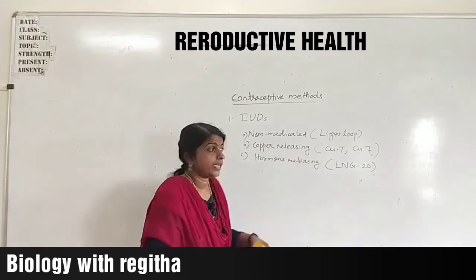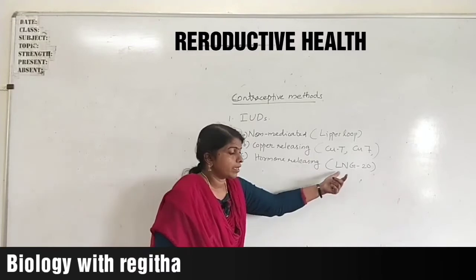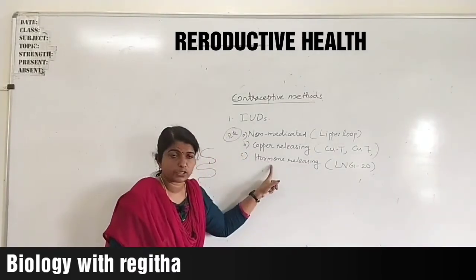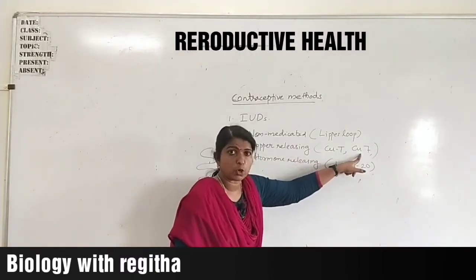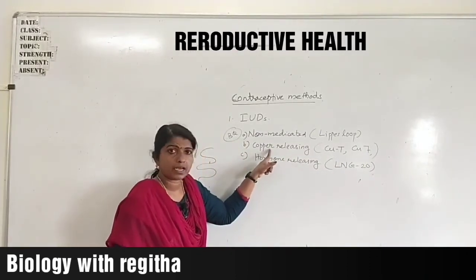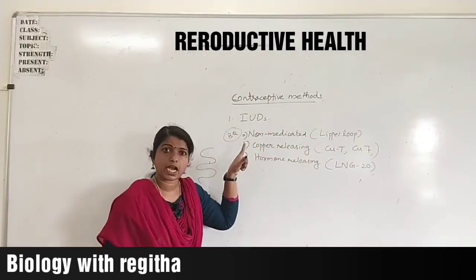Examples are important. It was a previous board question. Okay. LNG 20, Progestasert, hormone releasing. Copper T, copper 7, multi-load 375, those are examples of copper releasing. Then Lippes loop, non-medicated IUD.